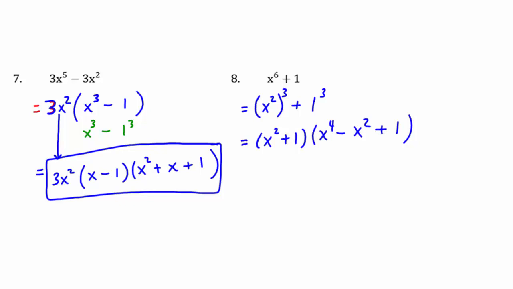One thing that we need to check is whether this is factored all the way too. We want to make sure this is our final answer. Now x squared plus 1, that's a sum of squares. We can't factor that any further. And then x to the 4th minus x squared plus 1. Like I said, most of the time this cannot be factored. Here it cannot either. So yes, this is our final answer for this problem.